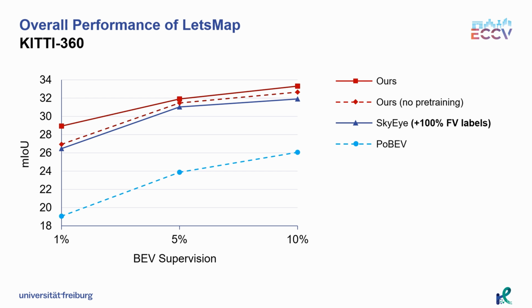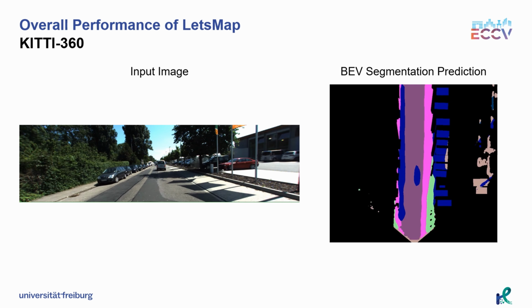Here, we analyze the impact of our unsupervised pre-training strategy by progressively increasing the amount of bird's-eye view labels from 1% to 10%. In this plot, LetsMap with our pre-training strategy is shown using a solid red line. LetsMap without pre-training is depicted using a dashed red line. The baseline SkyEye is shown using a solid blue line, and Panoptic BEV is illustrated using a dashed blue line. We observe that our approach significantly outperforms both SkyEye and Panoptic BEV by a large margin across different percentage splits. Here are some qualitative results from our model.